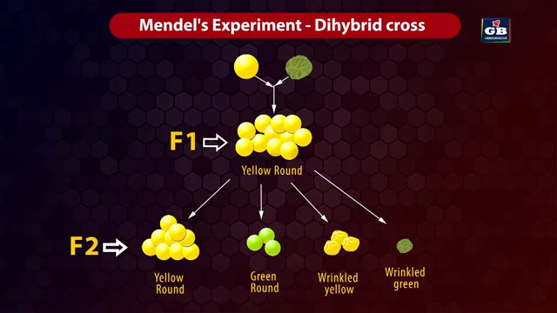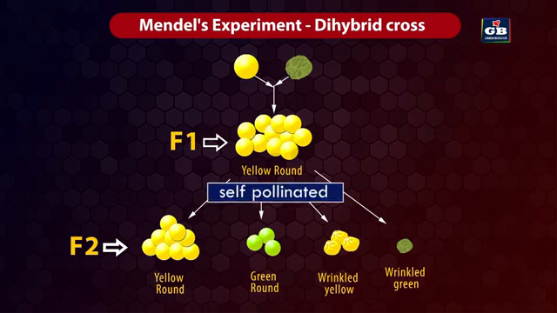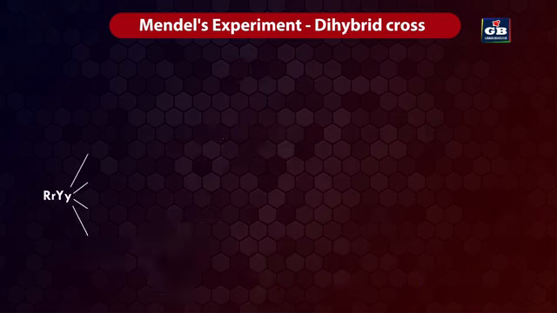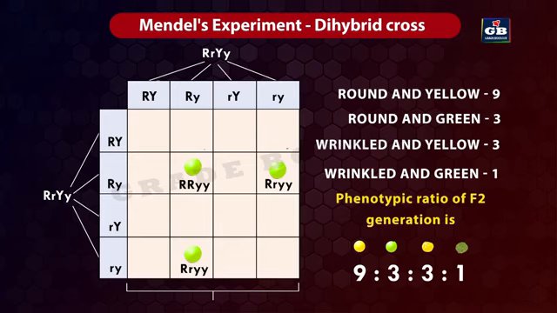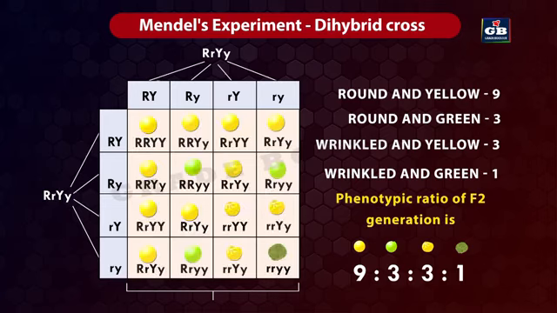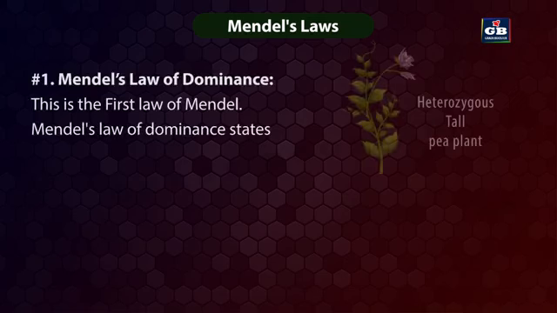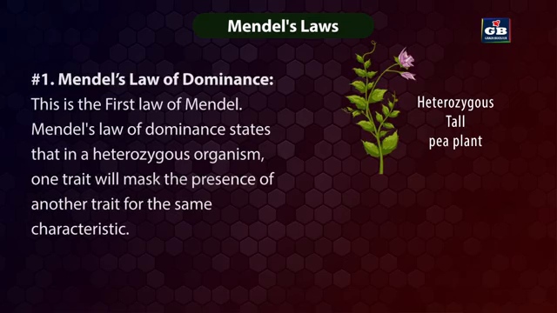Now, let us observe the F2 generation when the F1 plants are self-pollinated. The possible outcomes are like this. So here in the F2 generation, we got round and yellow 9, round and green 3, wrinkled and yellow 3, wrinkled and green 1. So the phenotypic ratio is 9:3:3:1.